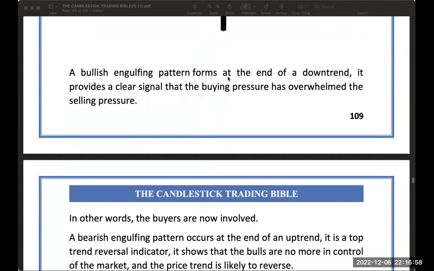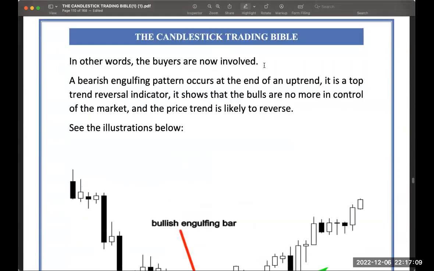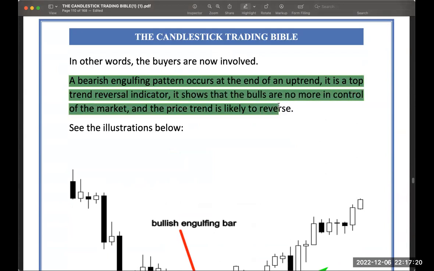A bullish engulfing pattern forms at the end of a downtrend, and it provides a clear signal that the buying pressure has overwhelmed the selling pressure. In other words, the buyers are now involved. A bearish engulfing pattern occurs at the end of an uptrend. It is a top trend reversal indicator. It shows that the bulls are no longer in control of the market and the price is likely to reverse.